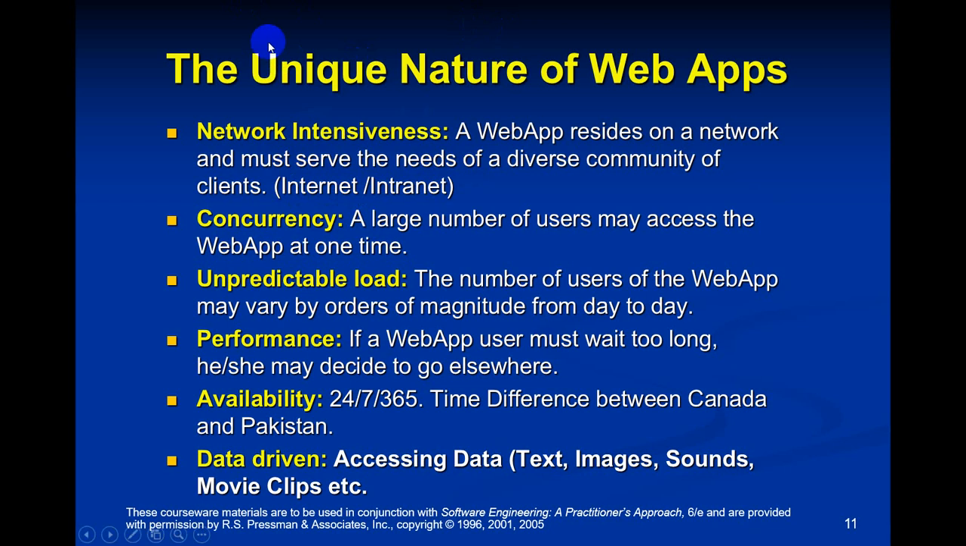So now let's move to the next point, concurrency. If we have a web application, then so many users will be trying to access that data simultaneously, because on a single computer only you are working. But when it is on a server, then so many people are trying to access that data at the same time. So a large number of users may access the web app at one time. This is another different nature of the web apps, and it is controlled by the concurrency control techniques.